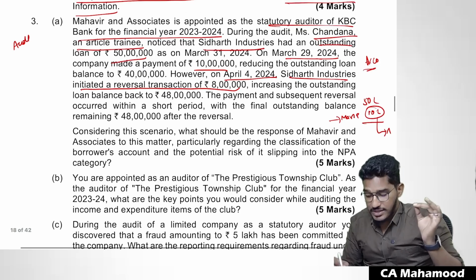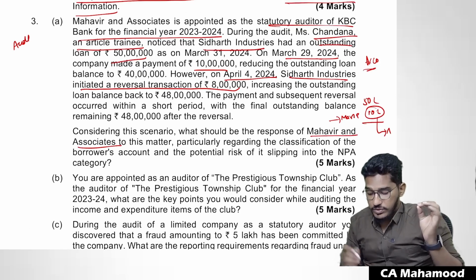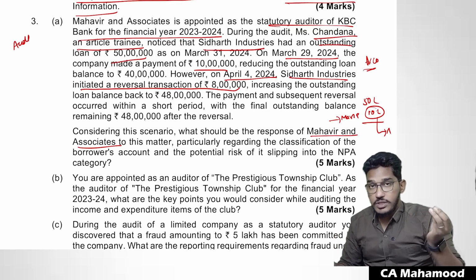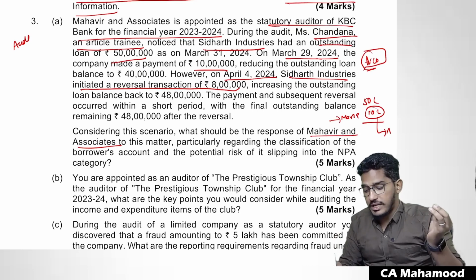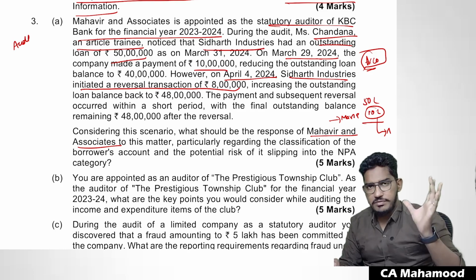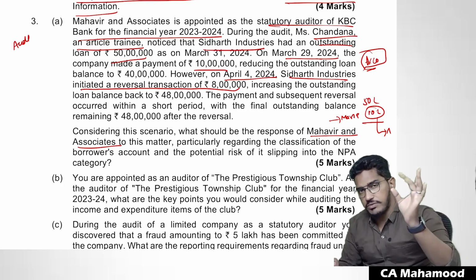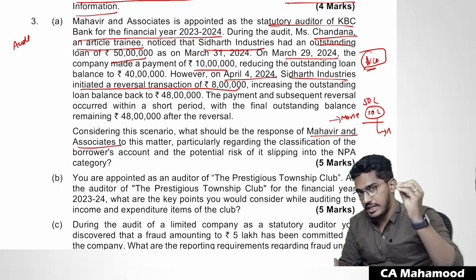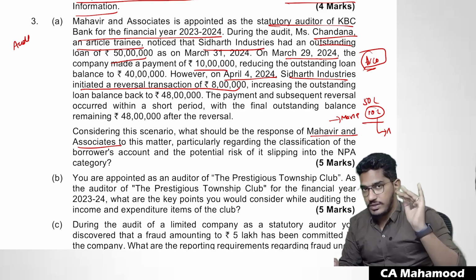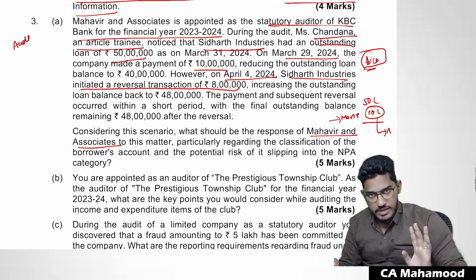So they are asking you, as an auditor, what you will do in regard to this matter. What is your responsibility in case of accounts regularized near about the balance sheet date? One small paragraph will be there. You have to treat them as NPA. If you find these kinds of reversal transactions, even though there is a credit, you still have to treat it as NPA.